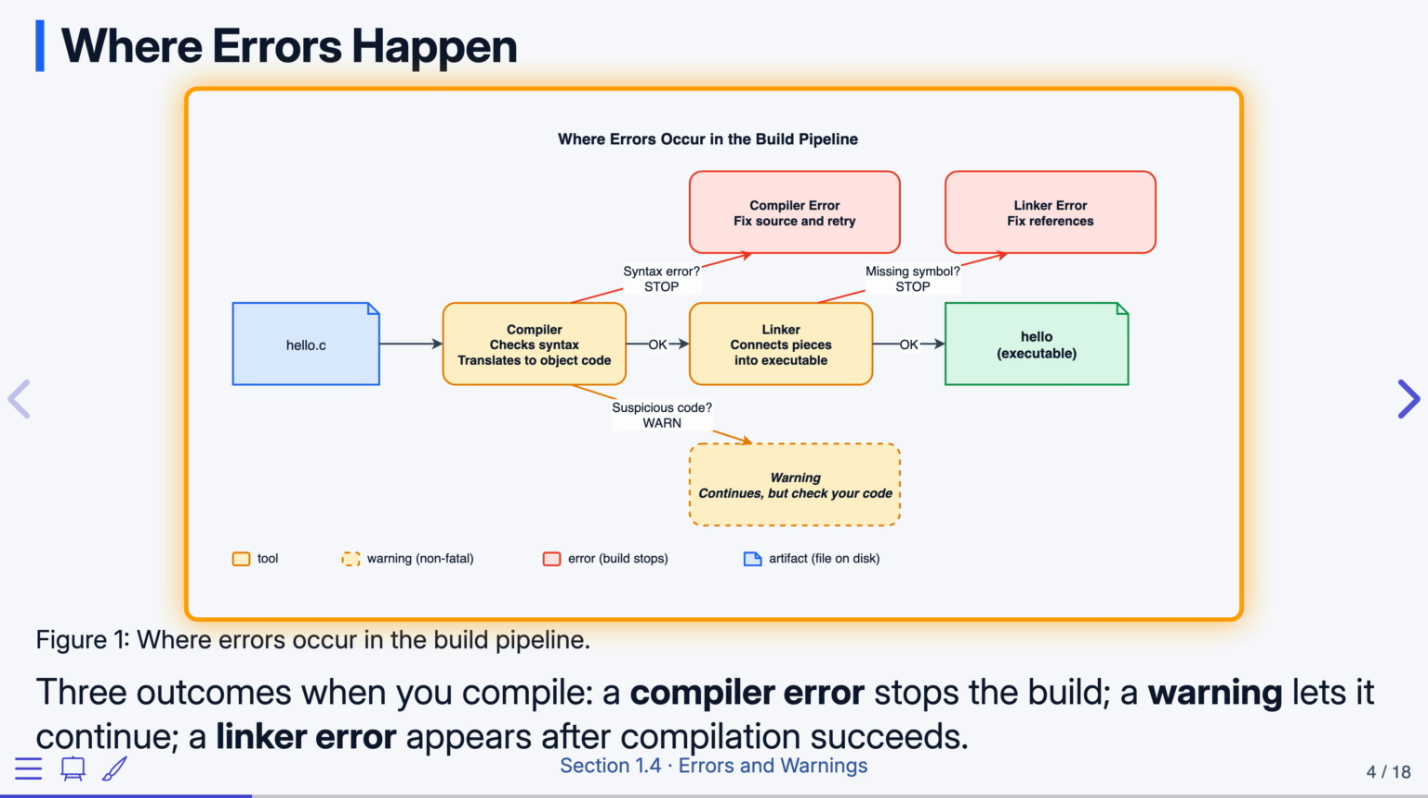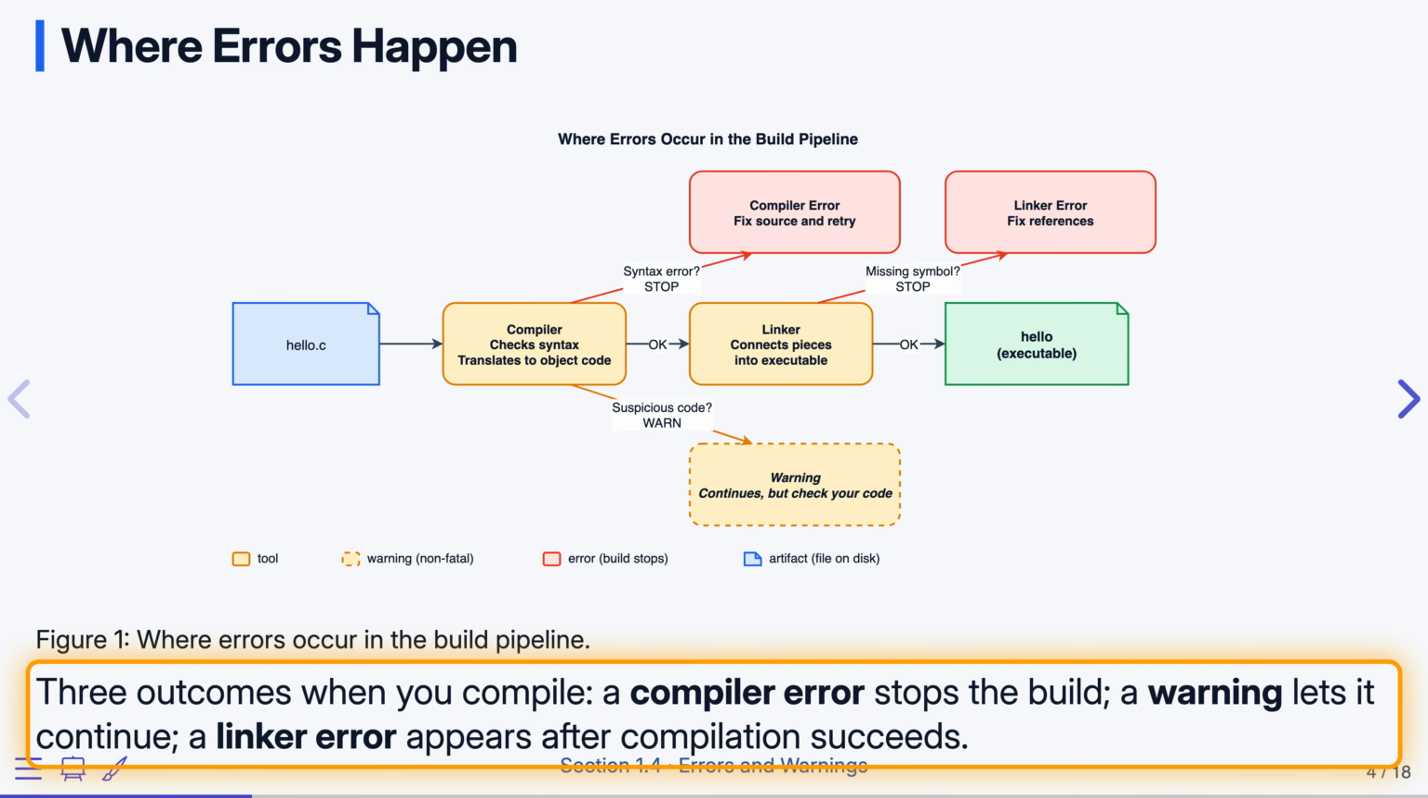This picture shows three things that can happen when you compile. The compiler reads your code and checks its grammar. First, the compiler error. This stops the build. Syntax errors are the most common kind. Second, a warning. The code is valid but looks suspicious. The build continues. Third, a linker error. This appears after compiling succeeds, when the linker cannot find something you used. Let's look at each one.